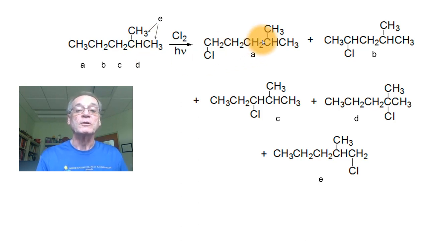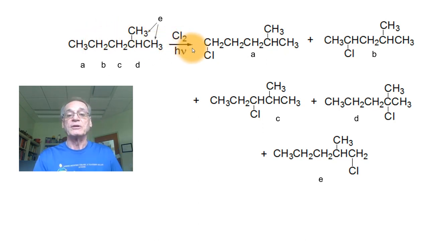So notice we have 1-chloro-4-methylpentane, 2-chloro-, 2-methyl-3-chloropentane, 2-chloro-2-methylpentane, and 1-chloro-2-methylpentane. Those are all different from each other. They have different IUPAC names, and obviously they come from 5 different kinds of hydrogens being replaced. Okay, so we got all these different possible products.